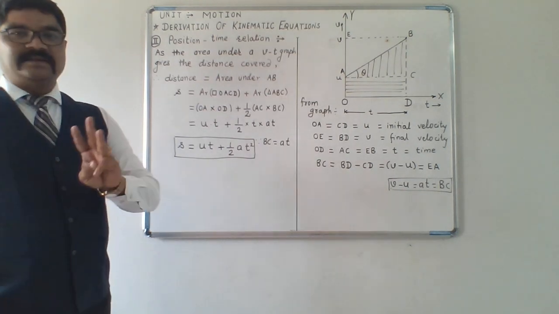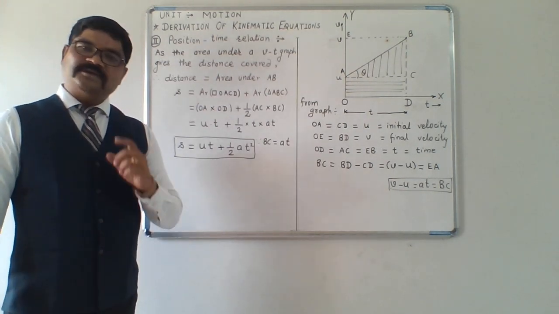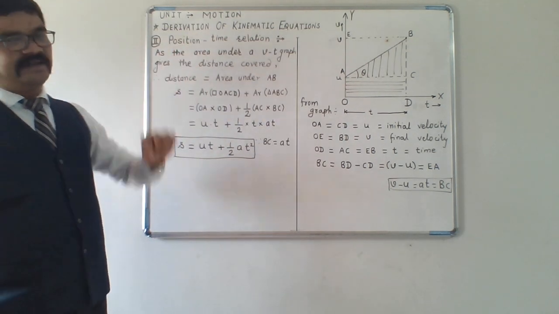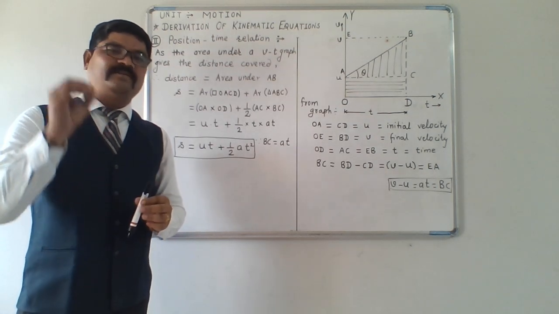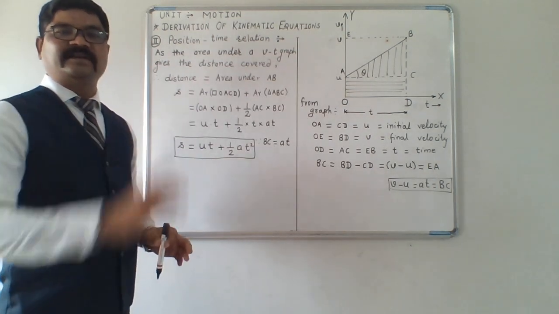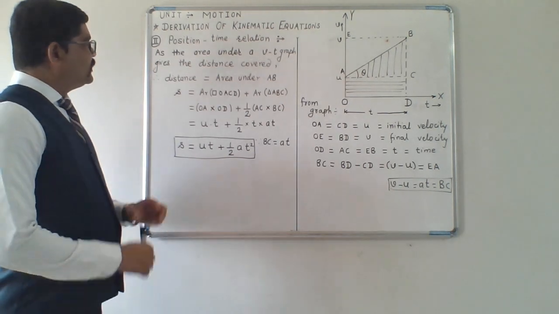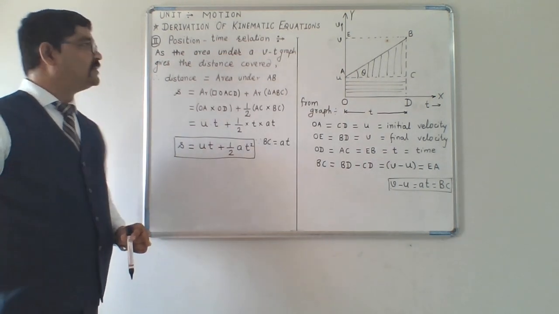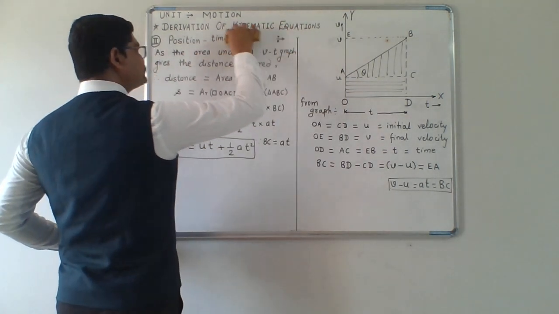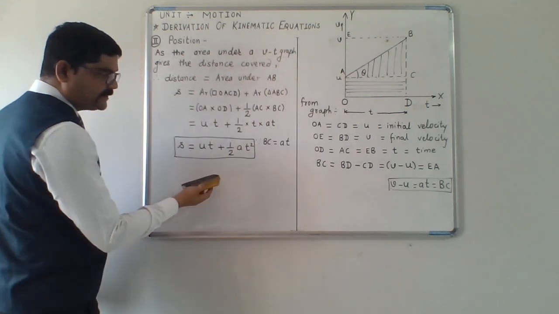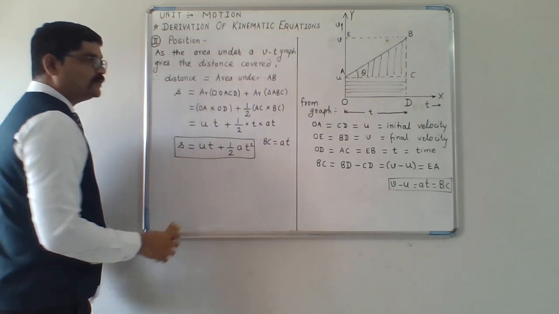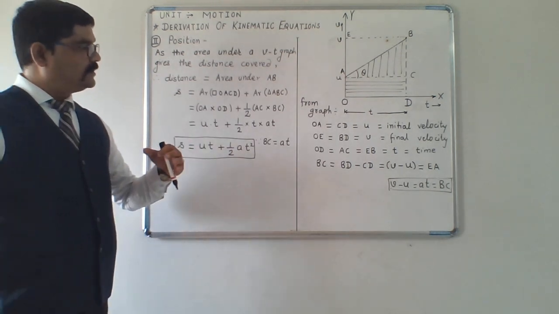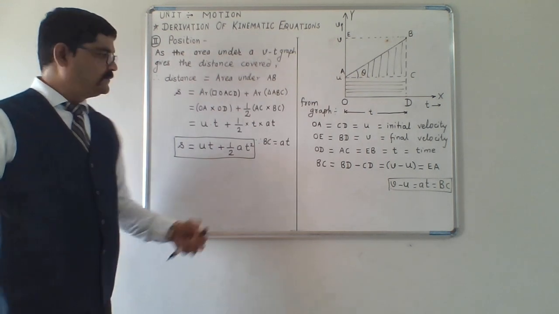Now let us derive the third kinematic equation. For the third kinematic equation we are going to need the same area under a VT graph, but the approach is slightly different. Whatever the difference is, I am going to discuss with you right now. So let us derive the third kinematic equation, which is the velocity position relation. I am rubbing this part. Try to write down stepwise so that you will get effectiveness while deriving the equation.